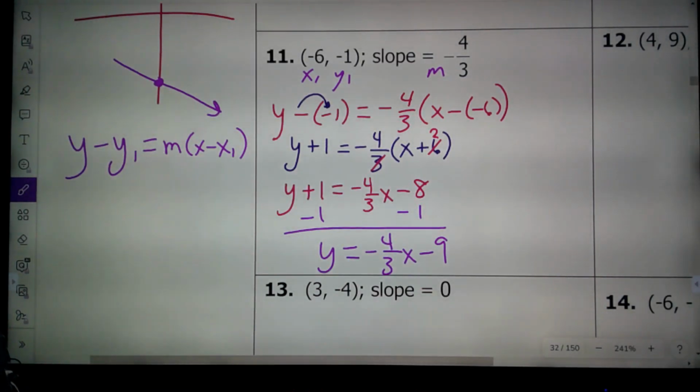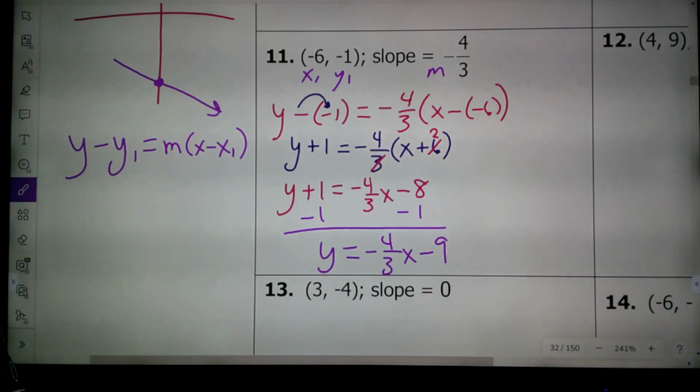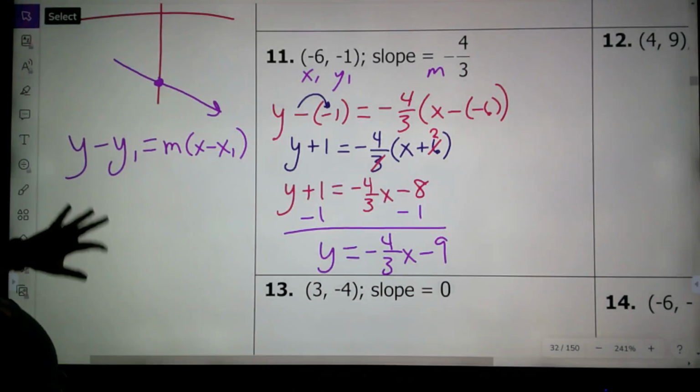You know how to do all the steps. Slow down, put the steps in order, and follow through. You know how to do all this. You've already shown me you know how to do all this.